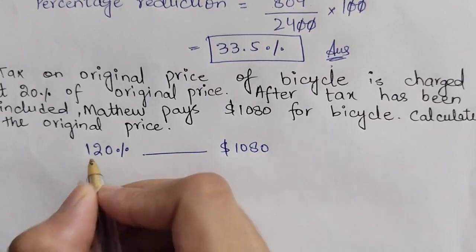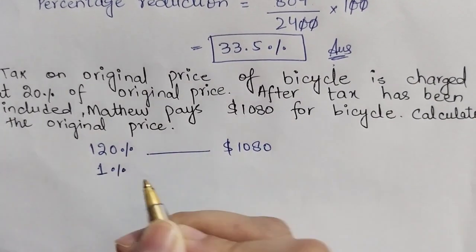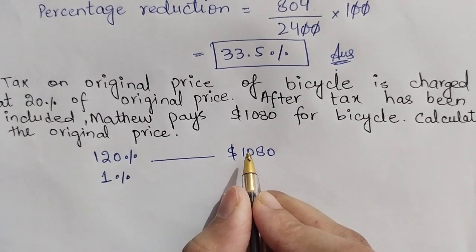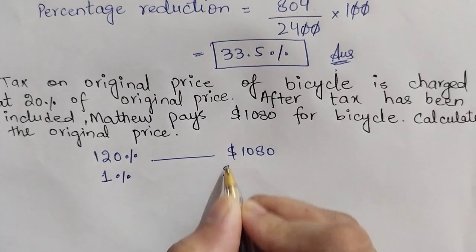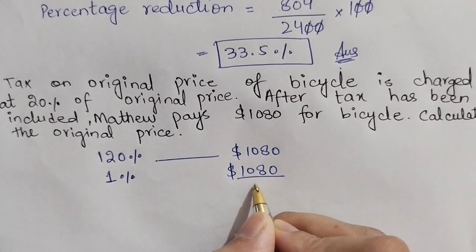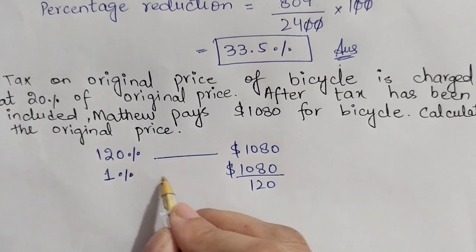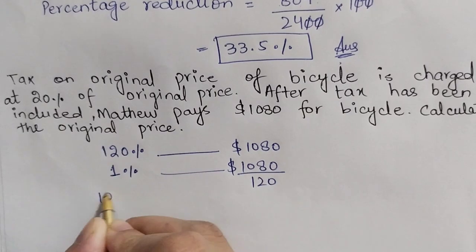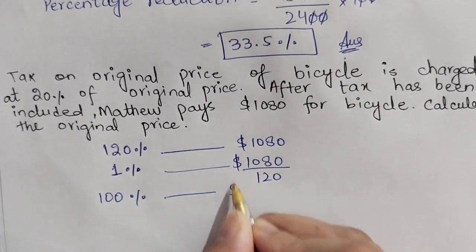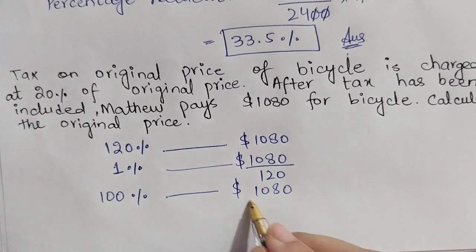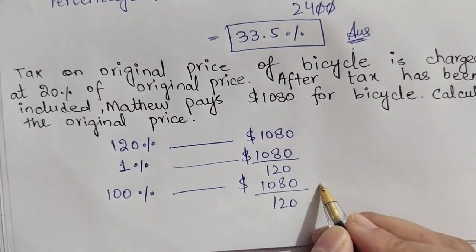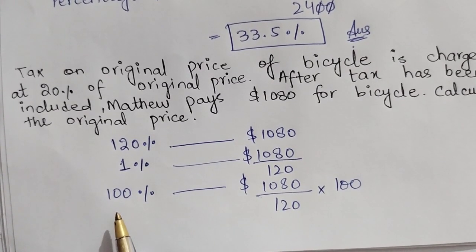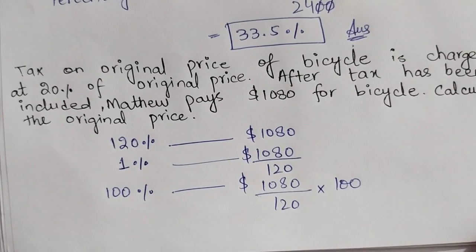Firstly, I make it 1%, which is simple. If I want to calculate 1% of this, 120 is multiplying here, so by going to the other side it becomes $1,080 divided by 120. Okay, 1% is this, but you have to calculate the original price, which is 100%. So multiply both sides by 100, and it becomes $1,080 over 120 multiplied by 100. This is the original price, 100% of the bicycle.